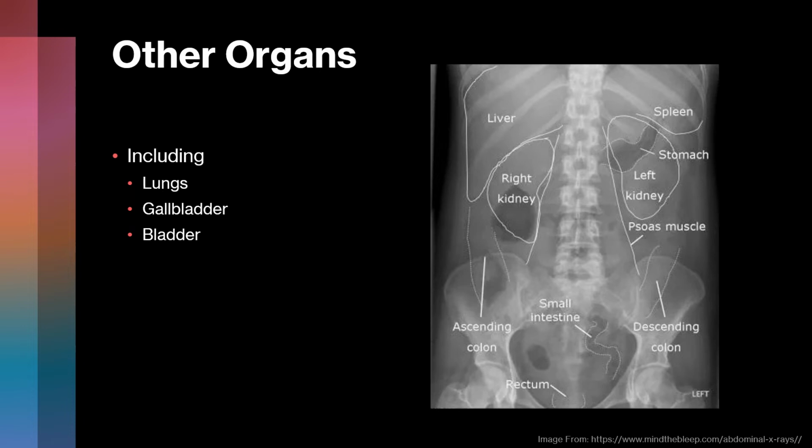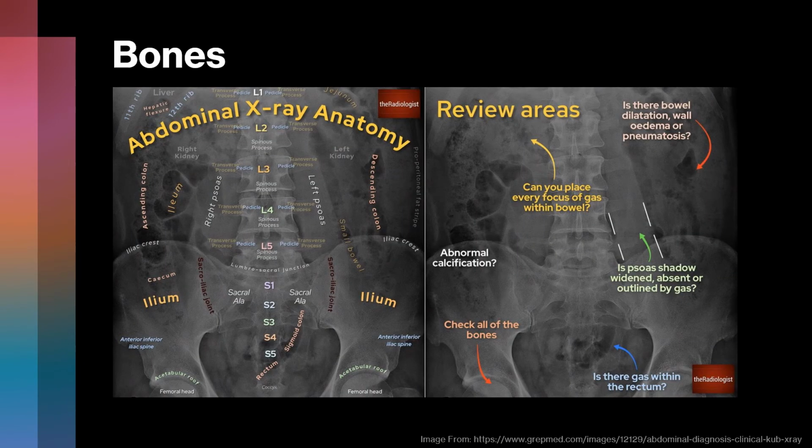And the image on the right demonstrates the other soft tissue structures that you may be able to see. Then moving on to the bones, you can see many different bones on an abdominal x-ray, and hopefully you should be able to see right through to the spine as well. So here you've got all of your vertebrae labelled, and you can see there's the outline of the psoas muscles, as well as the majority of the pelvis in the image on the left.